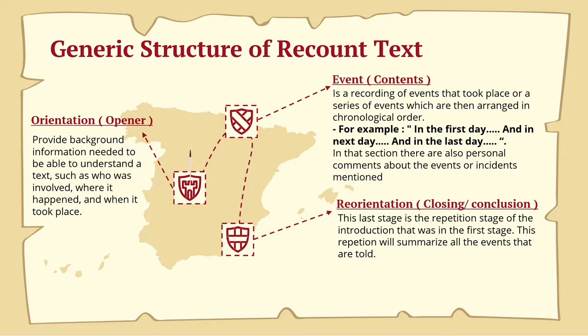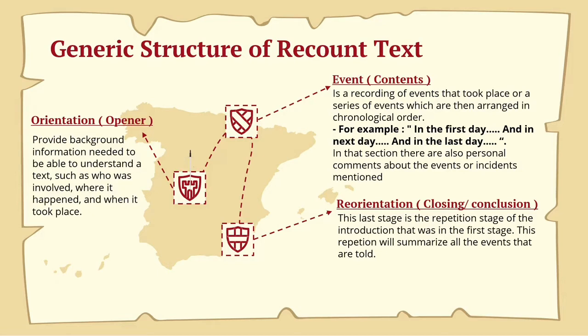Okay, continue. First point, orientation or opener. Orientation provides background information needed to understand a text, such as who was involved, where it happened, and when it took place.